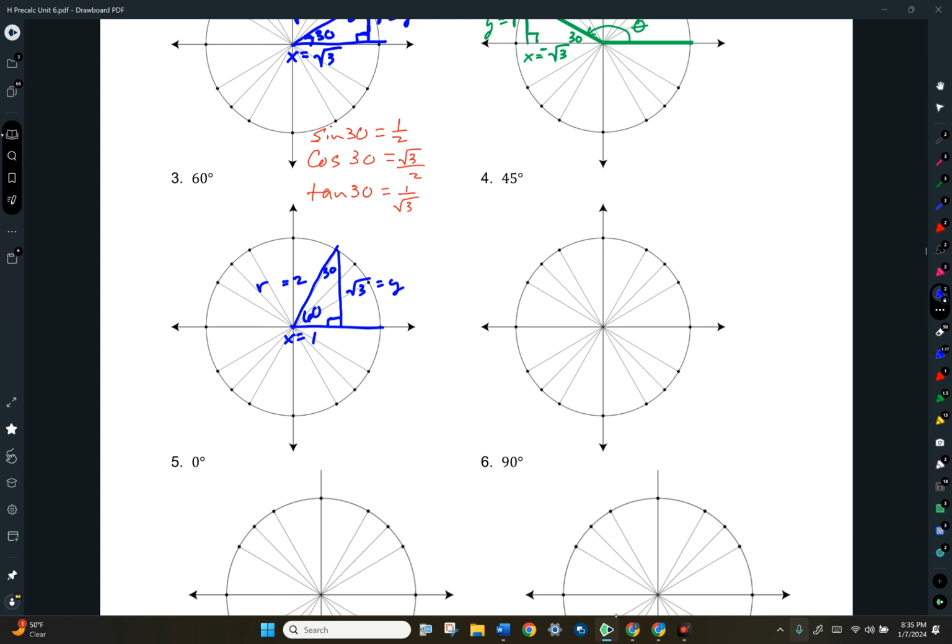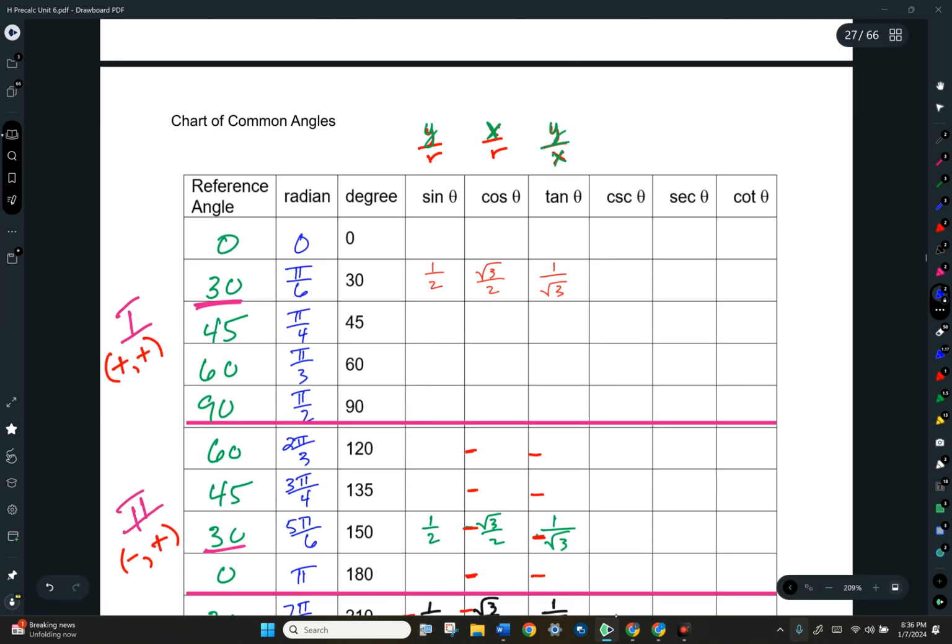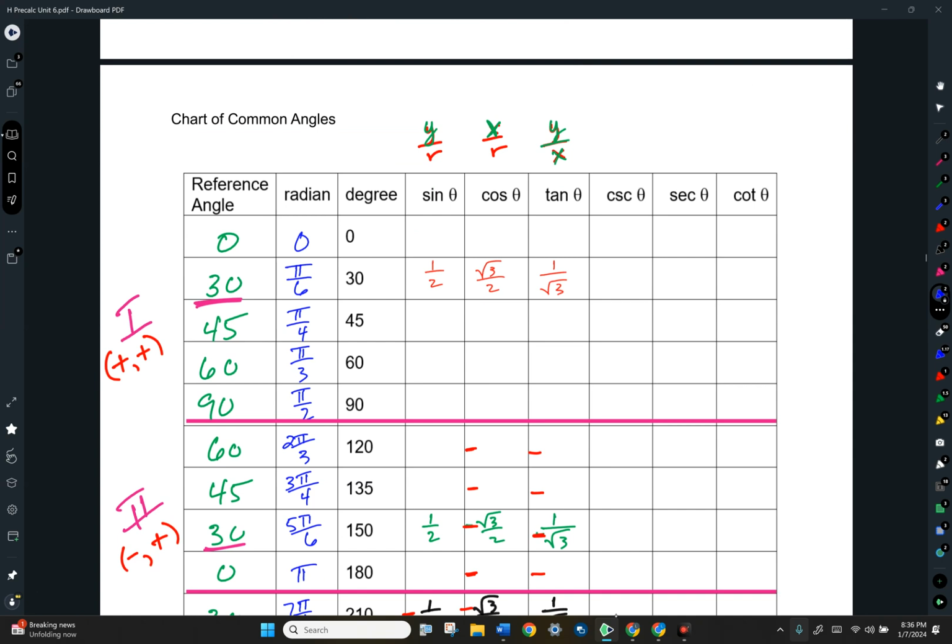So remember, our theta is 60, so we could say the sine of 60, y over r, is going to be square root of 3 over 2. Cosine of 60, x over r, is going to be 1/2. And then the tangent of 60, y over x, is going to be the square root of 3 over 1. So just square root of 3. Okay, so let's fill those in. Sine of 60, we said, was square root of 3 over 2. Cosine was 1/2, and tangent was square root of 3.